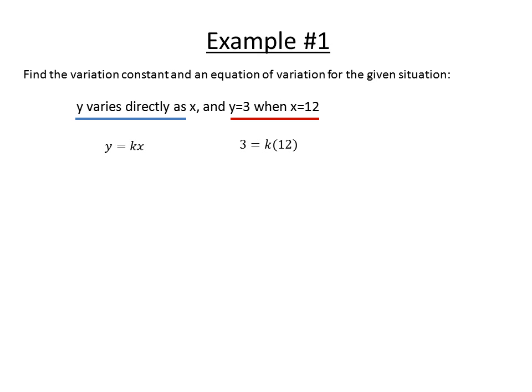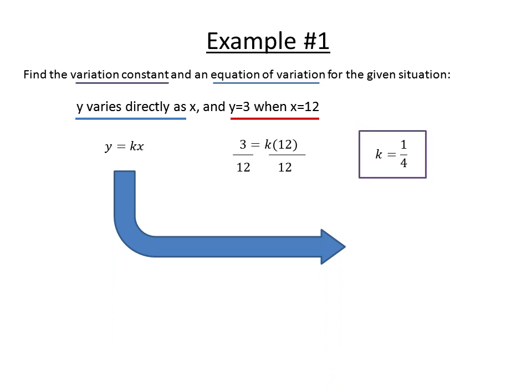And we can now solve for the k because that's the only unknown value left in that equation, just by dividing the 12 over to the left-hand side of the equation. And we get k equals 1/4 when we simplify. That is the value of our variation constant, which is one of the things we were asked to find. The second thing we were asked to do was find the equation of variation, which means I want to go back to that very first equation I set up, but plug my k value in. So we would say y equals 1/4 times x, and that would be our equation of variation.